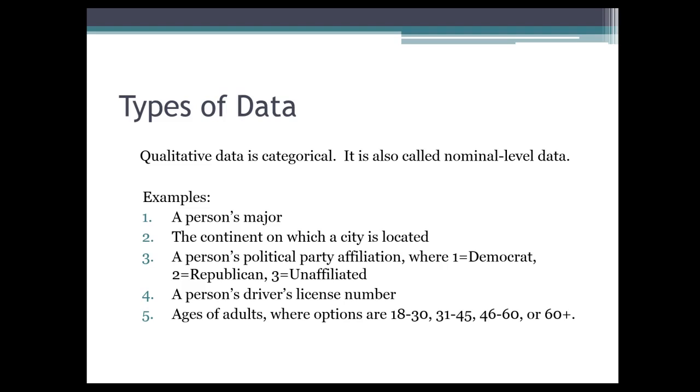Next, a person's driver's license number. Those are numbers, but they really represent labels. So again, it doesn't make sense to average those together. So it's got to be qualitative. Finally, here we've got ages. And if we left off the options, ages by itself would be numeric. However, putting the options in here makes it categorical. Okay, we can't average these together. All right, so that's qualitative data.